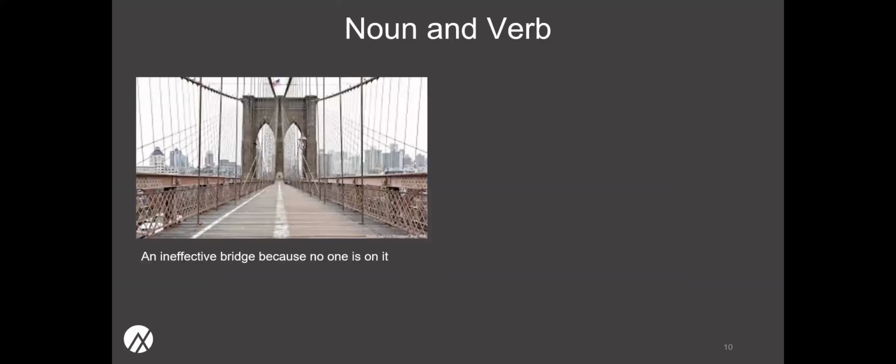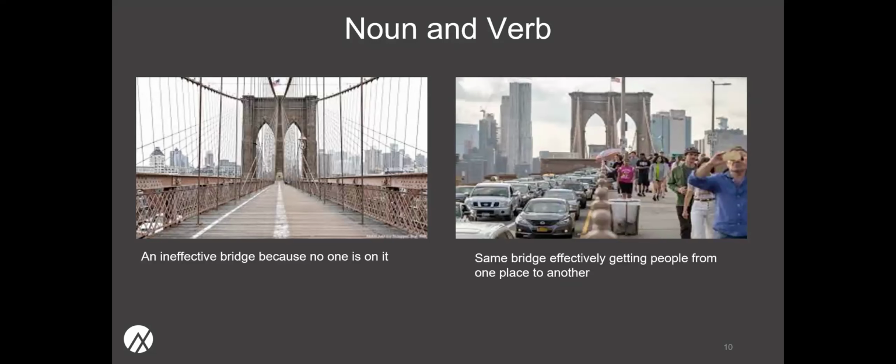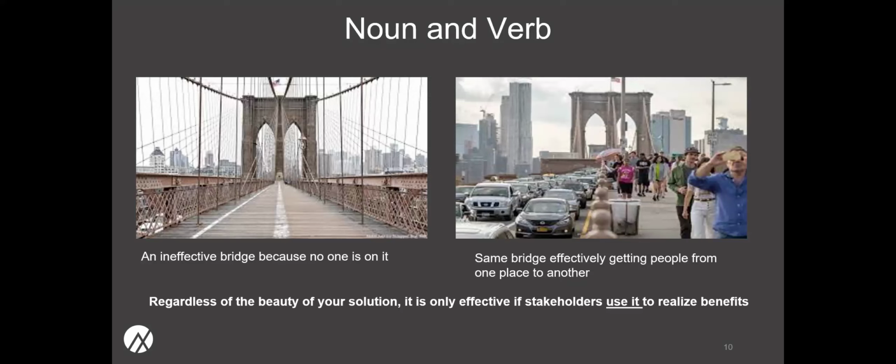Now, as I said, a solution is both a noun and a verb. This is a picture of a bridge. It's a beautiful bridge, but it's highly ineffective because nobody's using it, right? Now, if we look at this same bridge, different point of view, but the same bridge, different day, it's highly effective because there's tons of people on it. And the point I want you to understand is the following. Regardless of the beauty of your solution, it is only effective if stakeholders use it to realize benefits.